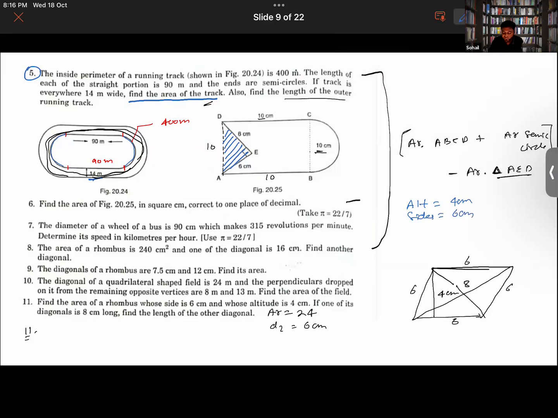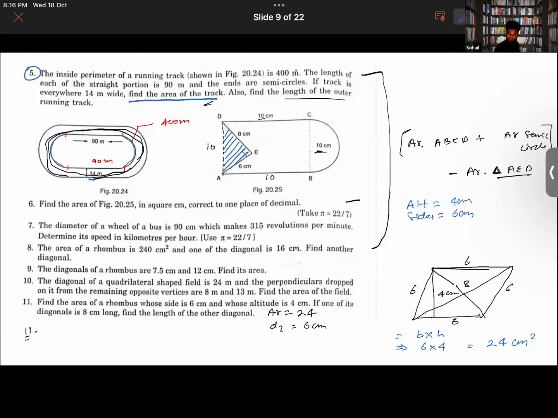Since this is a rhombus, it's also a parallelogram. A rhombus is a parallelogram, right? So you can find its area using the formula of a parallelogram: base into height. Base is 6, height is 4. 6 into 4 is 24 square centimeter.